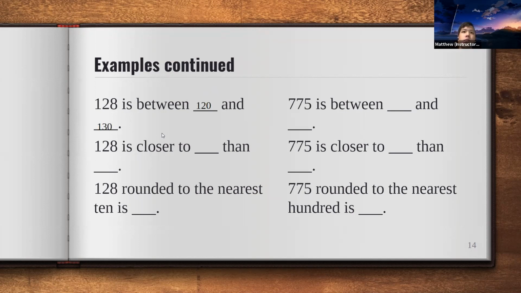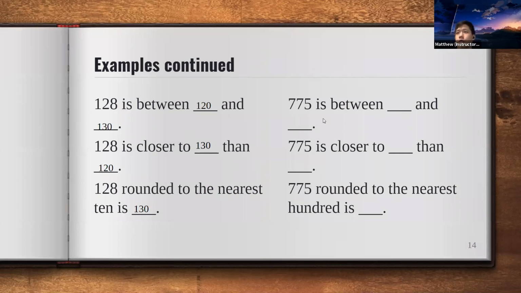And let's take this. Which one is it closer to? Is it closer to 120 or is it closer to 130? It's obviously closer to 130 because if you count 120, 121, 122, 123, 124, 125, 126, 127, 128, that takes 8 numbers, instead of 128, 129, 130. That takes 2 numbers, technically 3 if you include the zeros. So it would be closer to 130 than it is to 120. So 128 rounded to the nearest 10 is 130.